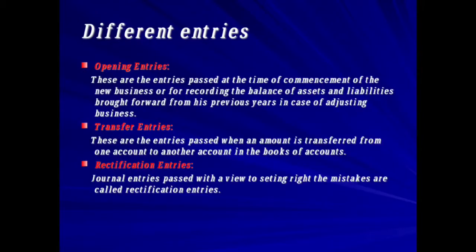Okay, next we have different entries. What are the entries which we are going to record in journal proper? Opening entries. These are the entries passed at the time of commencement of the business. When we start the new business, that is opening entries, we will consider it as opening balance of assets, liabilities, or which are brought from the previous year adjustments. Okay, means from previous year we'll close all the accounts and we'll transfer it to next year. That is opening entries for the current year. Then transfer entries. These are the entries passed when amount is transferred from one account to another account. We have seen previously, right? Transfer entries means we will transfer the amount from one account to another account.